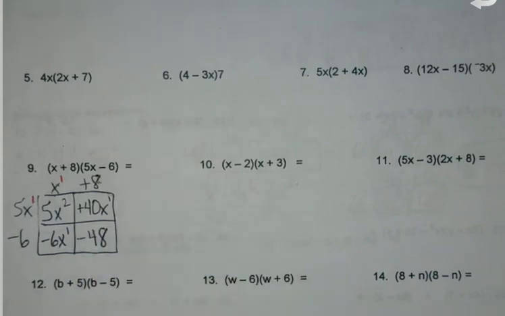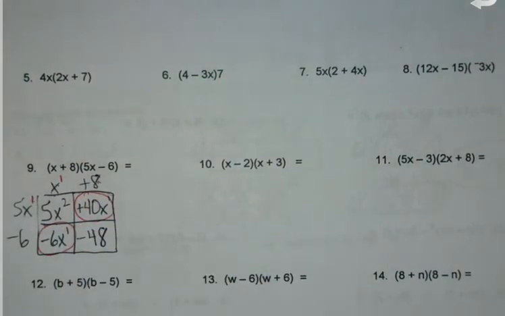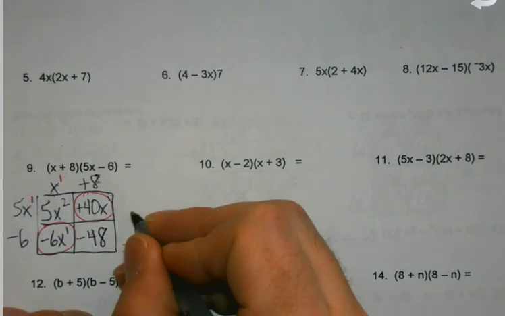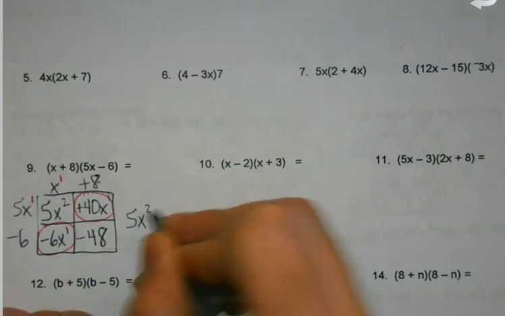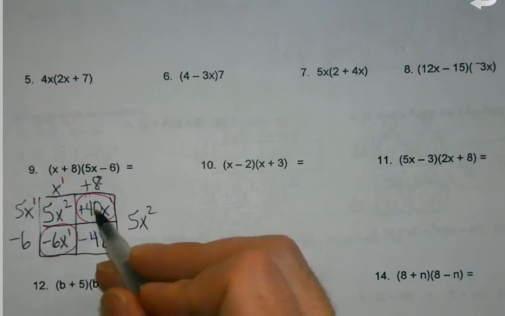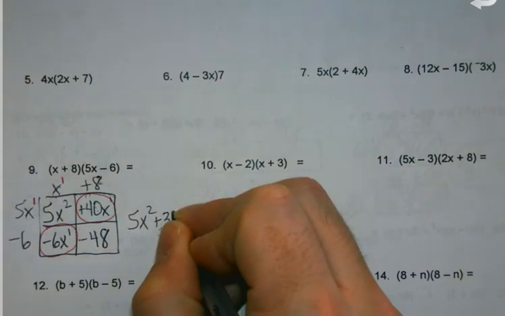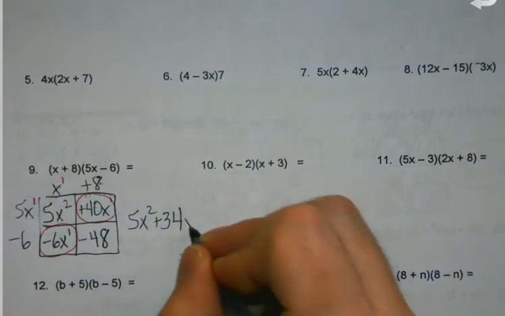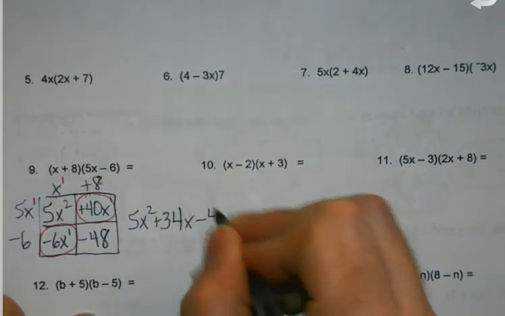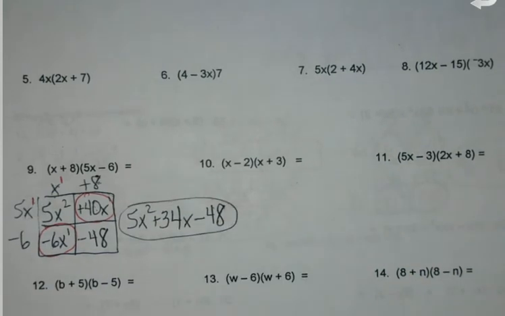And like I said before, the nice thing about this method is your like terms will always be together in the diagonal. So when I go to write my answer, I write the 5x squared. Then I'm going to put these together. So if I have 40 and I take away 6, I still have 34. And then the minus 48 at the end. And I even get it into standard form that way. Very nice.